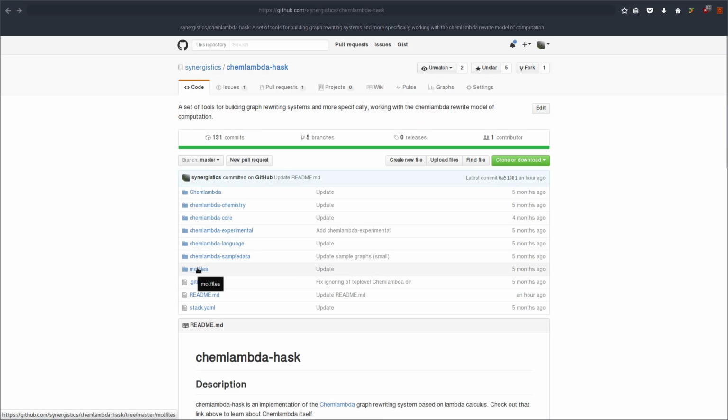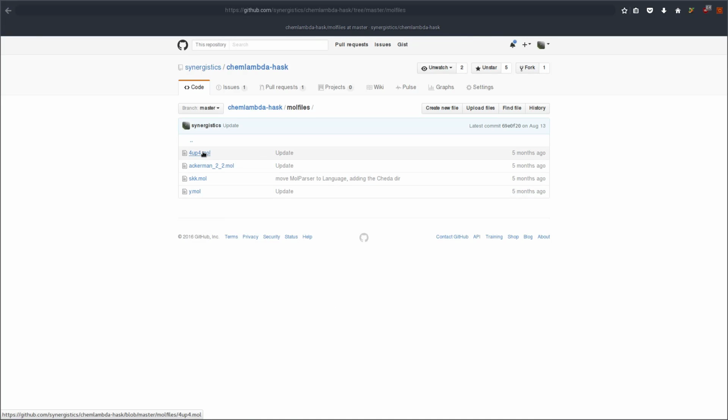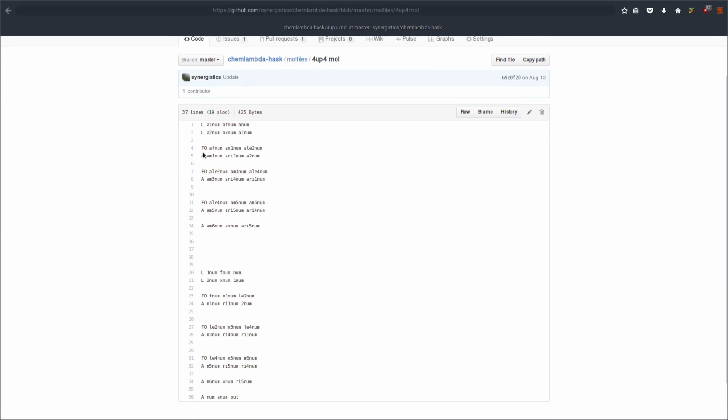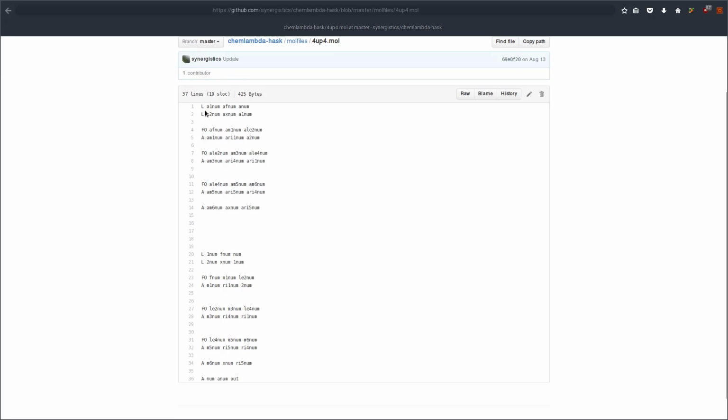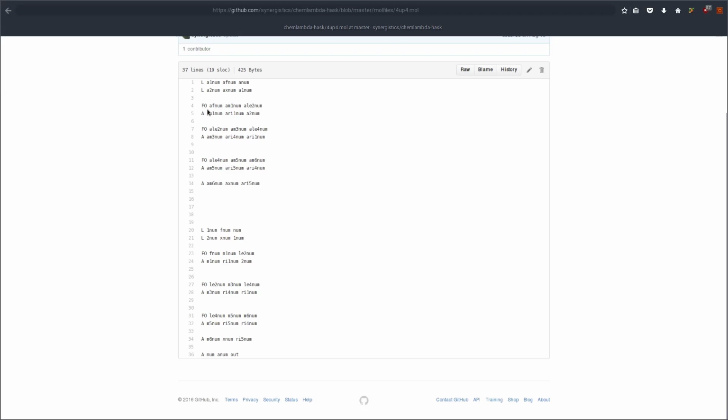Okay, and now on to mol files. So these are the files I was talking about earlier. This is the file format that describes a computation. And right here we're looking at the computation 4 to the power 4. I know it doesn't look like that at all, but yeah, each line in this file represents an atom that is used to make the overall molecule, which you can run using the program to compute the value of 4 to the power 4.